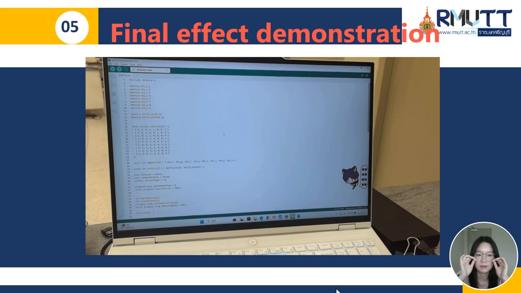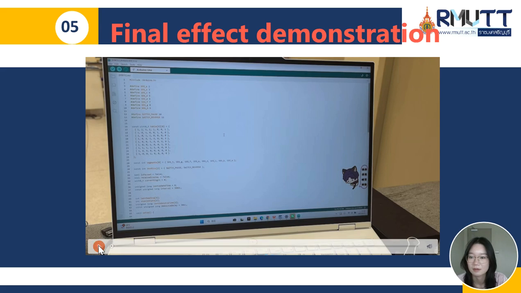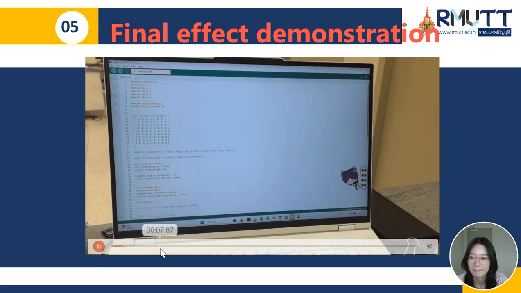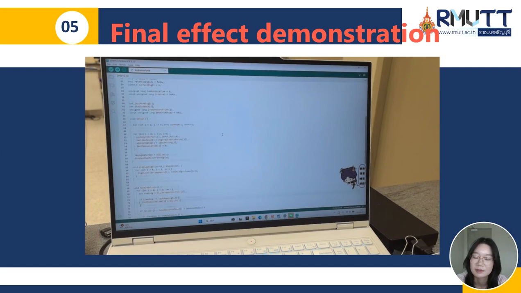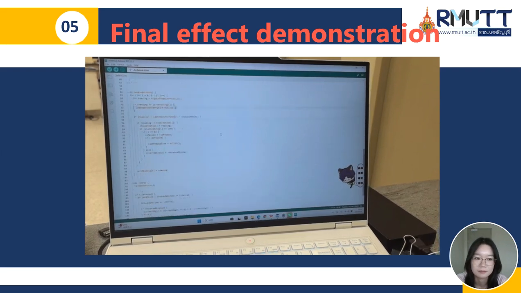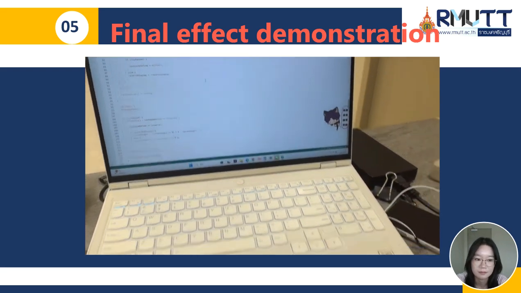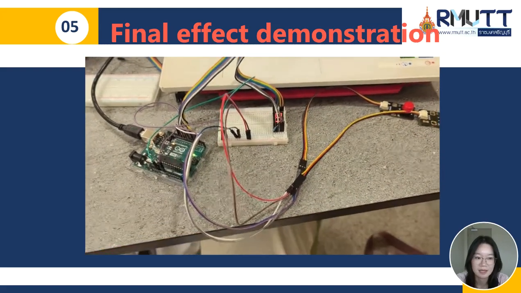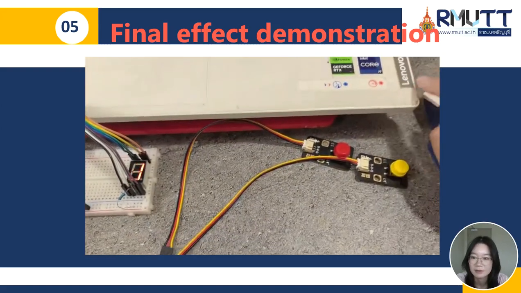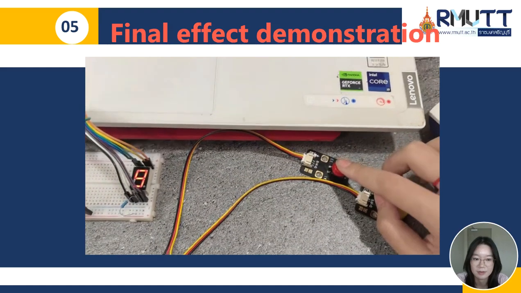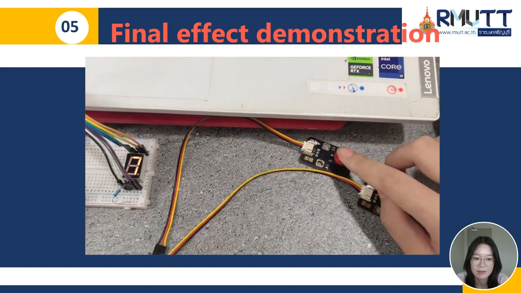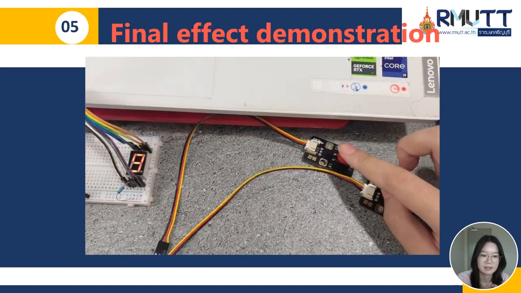And this video shows the final result. First is the Arduino code upload. And then I start running the code. The display will automatically start to cycle through the numbers 1 to 9.